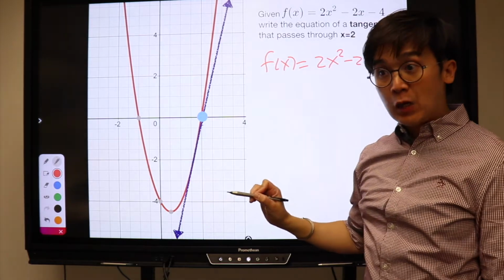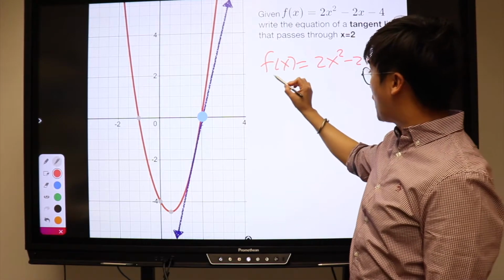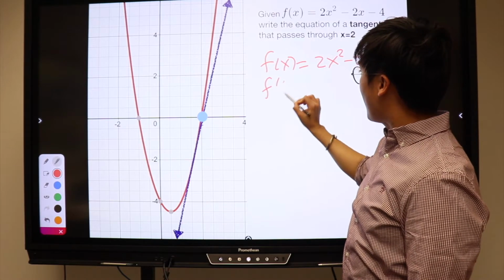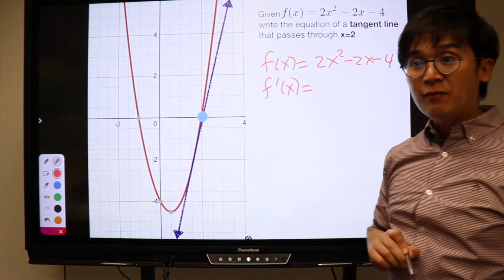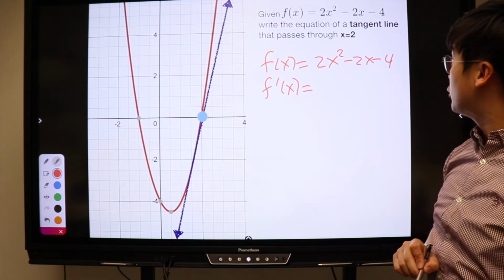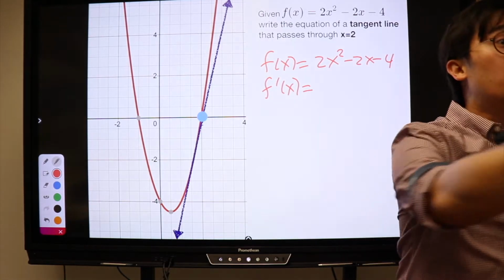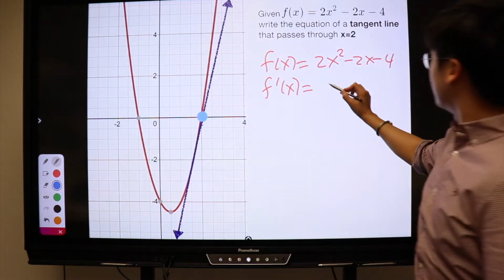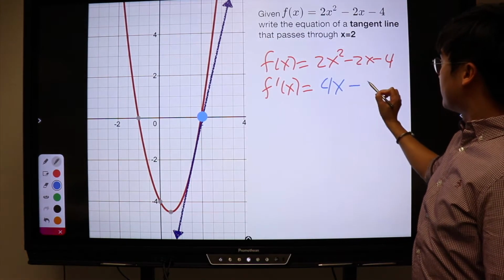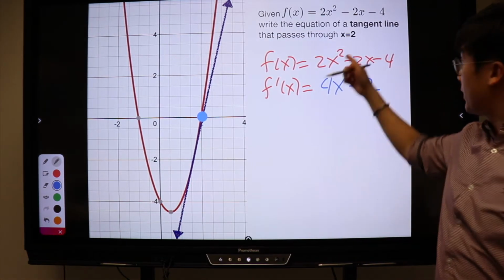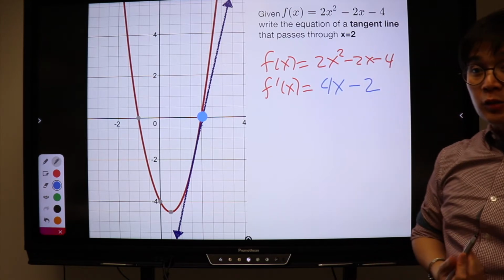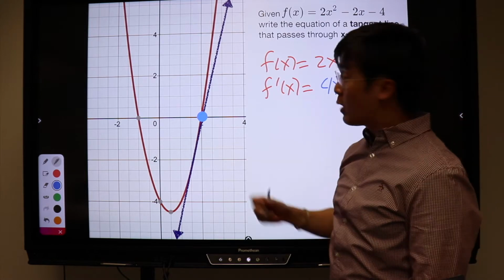We need to find the slope, right? How do we find the slope this time? We need to find f prime of x. And what is f prime of x given f of x is equal to 2x squared minus 2x minus 4 using the derivative rule that we've just learned? Now it's 4x minus 2 because you bring down 2, subtract 1 from it, and then this one is just going to be 2. Now we have f prime of x.